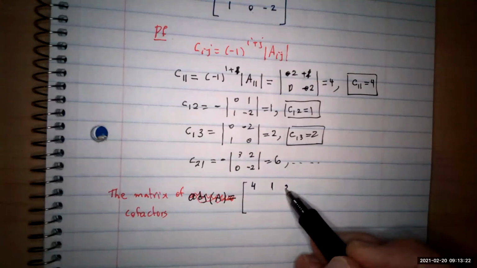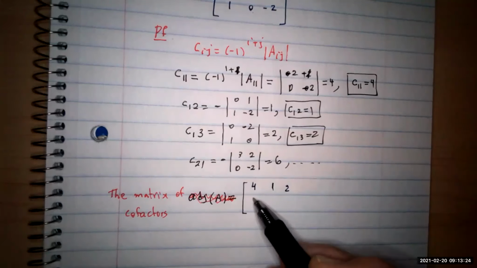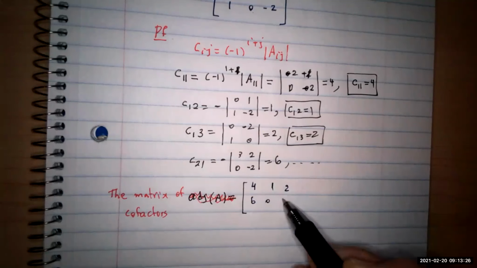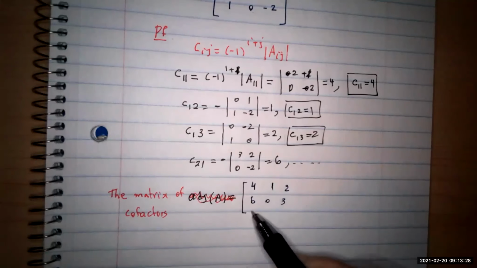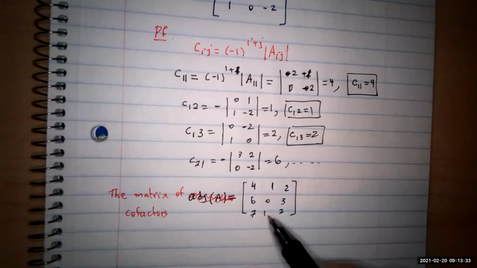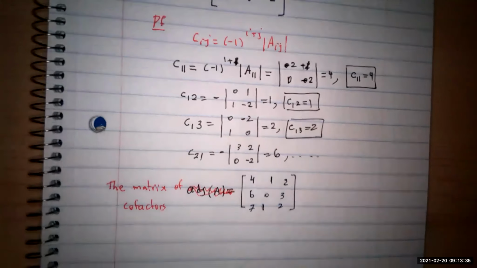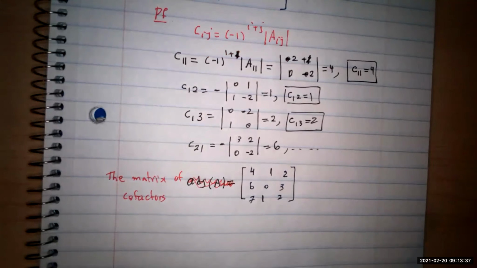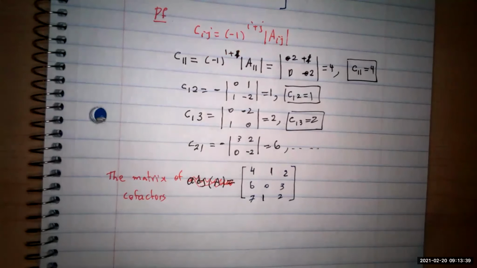C13 is equal to 2. And you evaluate the other one, that gives you 6, 0, 3, 6, 0, 3, 7, 1, 2. I didn't calculate all the others for you here, but they are the same. So this is going to be the matrix of the cofactors.